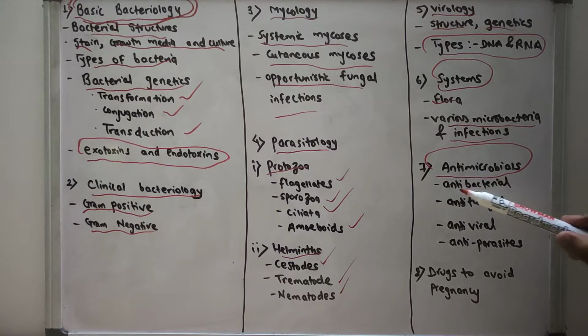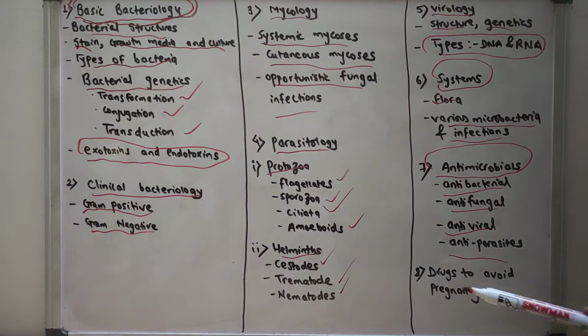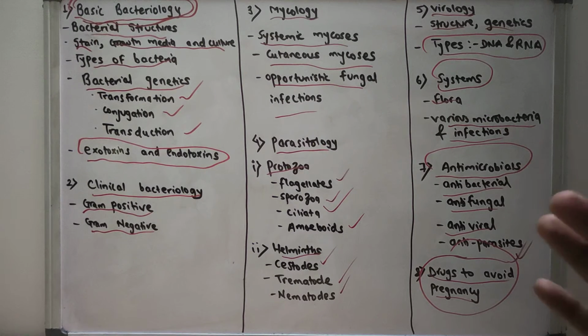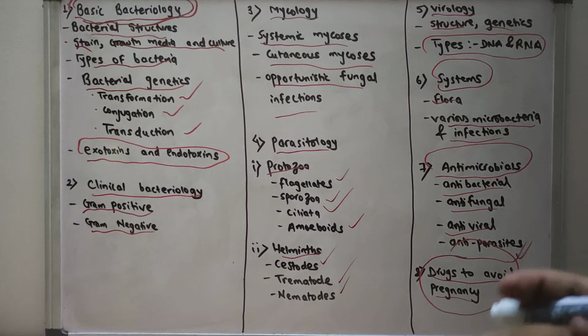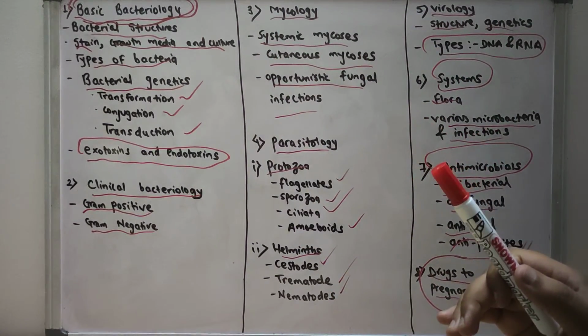On the antimicrobials, you have to know about the antibacterial, antifungal, antiviral, and antiparasitic drugs. You have to know about the various drugs that you should avoid during pregnancy. The various drugs that have teratogenic effect need to be avoided in pregnancy. So you should know the drugs to avoid in pregnancy. So these are the various topics that you should know in microbiology. In these various topics, there are various subtopics that you must know in the microbiology chapter.